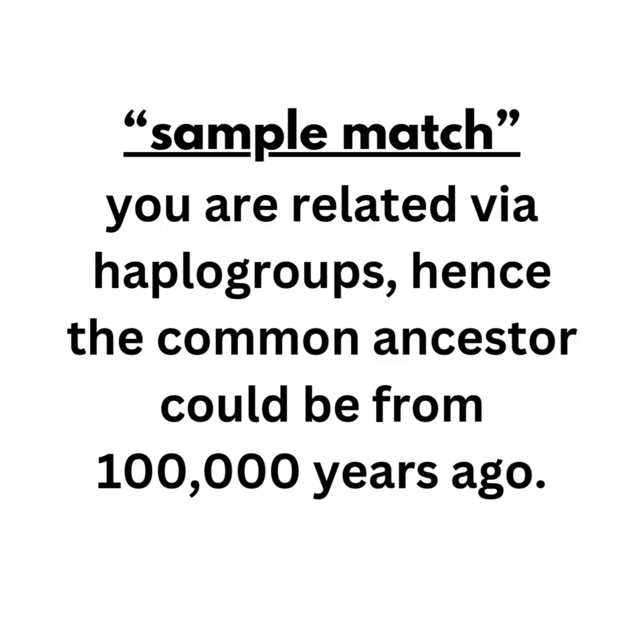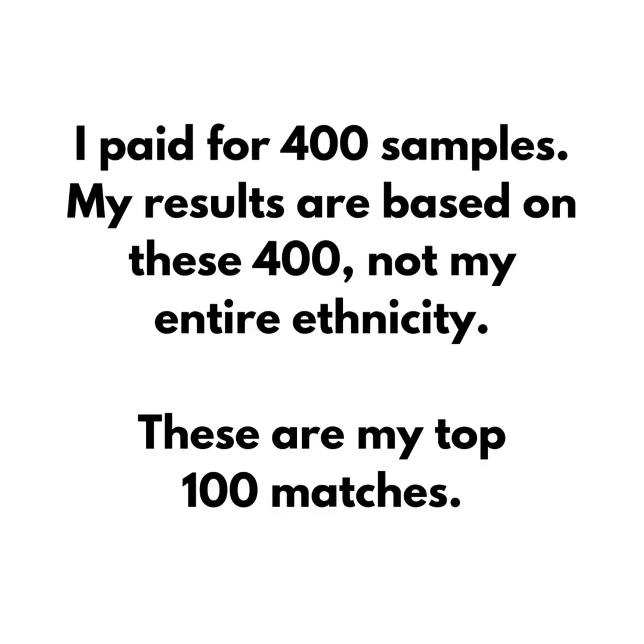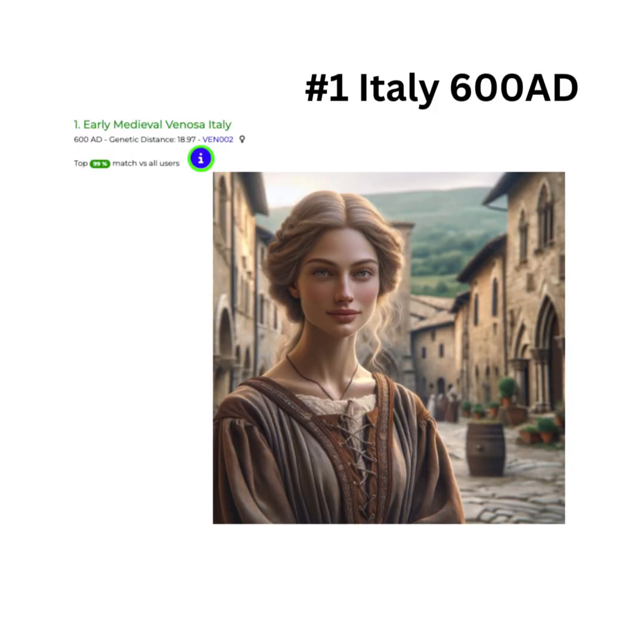So within My True Ancestry, you have sample matches and you have deep dive matches. A sample match means you're related through the haplogroups. Okay, so your common ancestor could be from thousands of years ago. You are very, very distantly related. Here I'm going to show you my top 100 samples, and the results are based on your samples, not on your entire ethnicity. So this is my number one match out of their whole database from Italy from 600 AD.